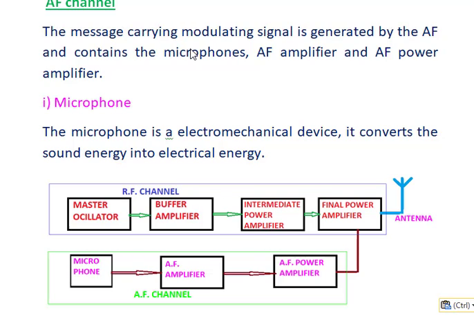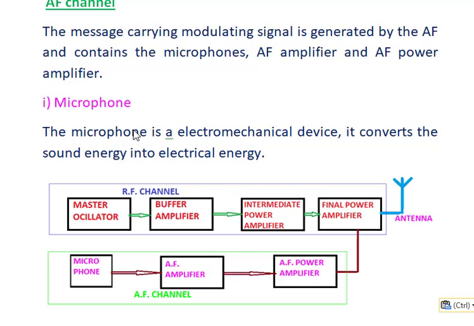Here the audio wave is generated. The message-carrying modulating low frequency signal is generated by the AF channel. This AF channel consists of the microphone, audio frequency amplifier, and audio frequency power amplifier. It has three blocks: microphone, AF amplifier, and AF power amplifier, and then it is combined with the final power amplifier. So the first part is the microphone.